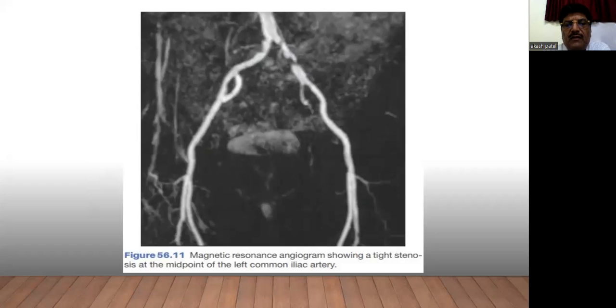Normally, we get a CT angio for the arterial system, but sometimes if the kidney functions are not good, then in that case, we may have to get an MR angio. And this MR angio is showing a very tight stenosis in the left common iliac artery, and also impending there is some stenosis in the right common iliac artery.